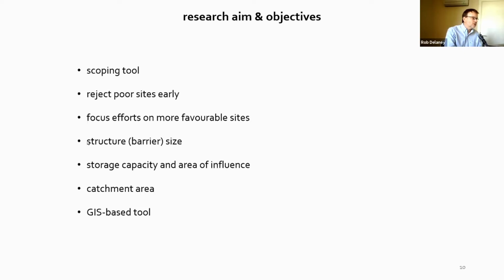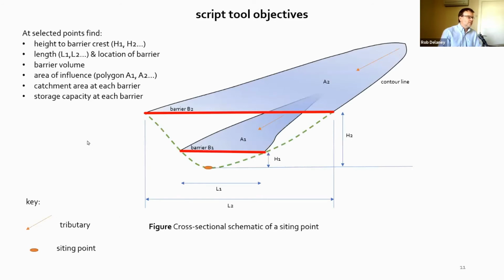So the tool then, in essence, is trying to recreate what is done manually, where we take a sighting point here. If you can imagine this green dash line as the cross-section of a water channel, and if you can imagine, we could then have different barriers running across the channel at different heights above the sighting point. We would then want to find the area or polygon associated with each barrier by intersecting with the contour line, and we could do that for different heights.